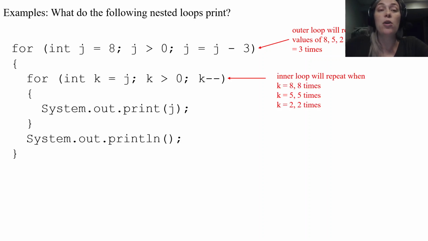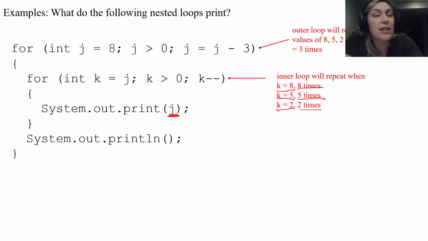So the inner loop, when j is 8, k is 8. And when k is 8, that inner loop repeats 8 times. When k is 5, the inner loop repeats 5 times. And then when k is 2, the inner loop repeats 2 times. Now, what gets printed off?